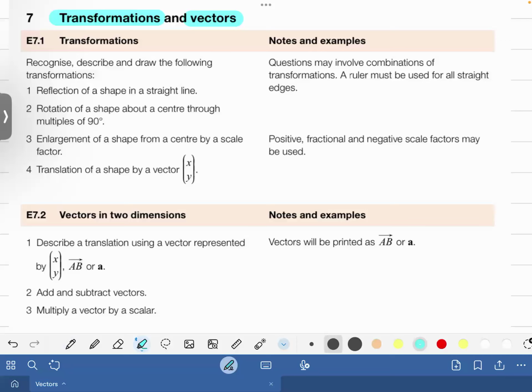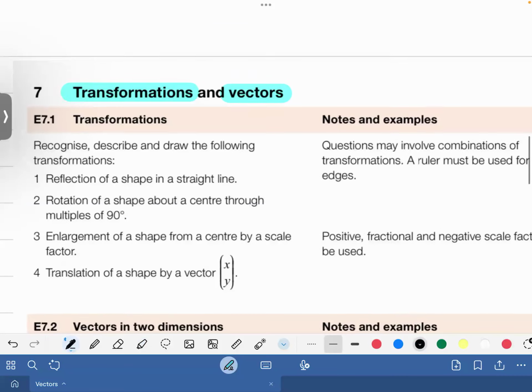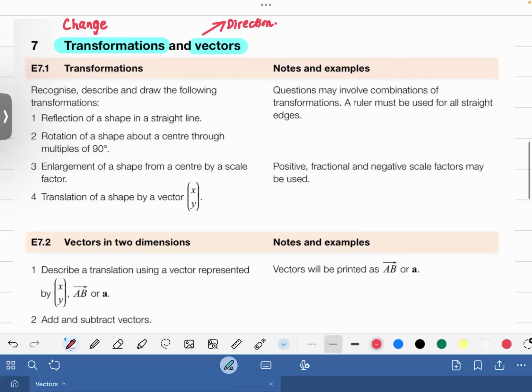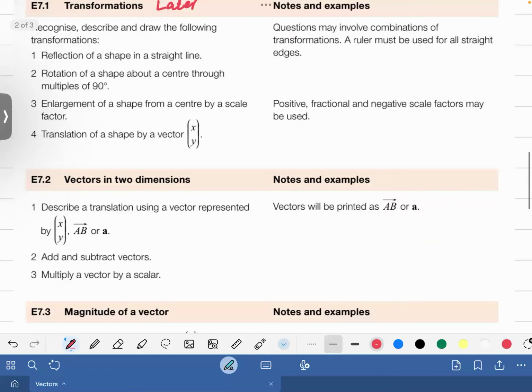It says transformation and vectors. Now remember one thing: what is transformation? What is a vector? Transformation means change, and a vector is a kind of physical quantity that deals with direction. Just remember that. So I'm explaining the syllabus a bit. Topic 7.1 is transformation, and we'll do that after vectors. So we'll be studying vectors first.